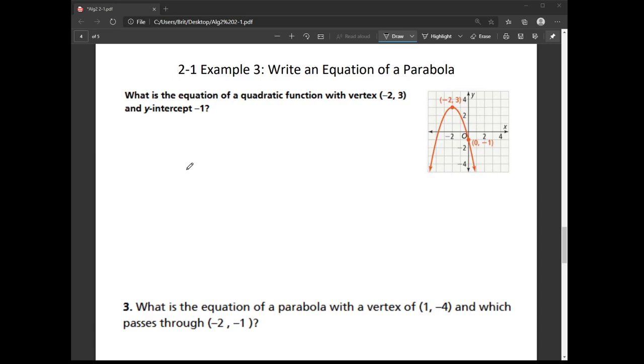In this video, I'm covering example 3 from section 2-1 in the SavvasRealize Algebra 2 textbook. In this video, I am talking about writing the equation of a parabola.